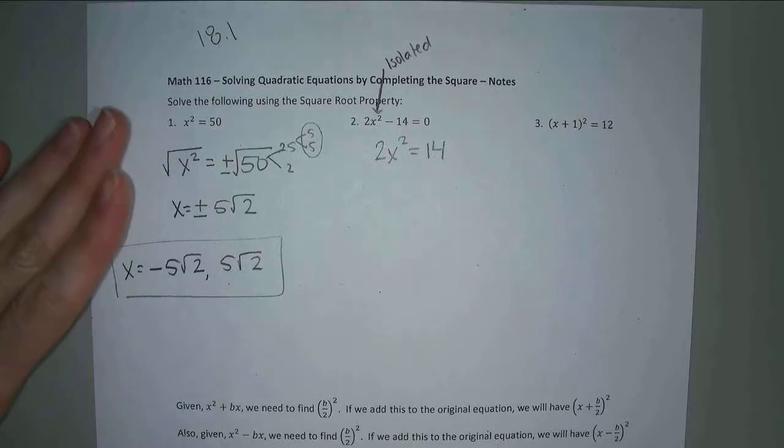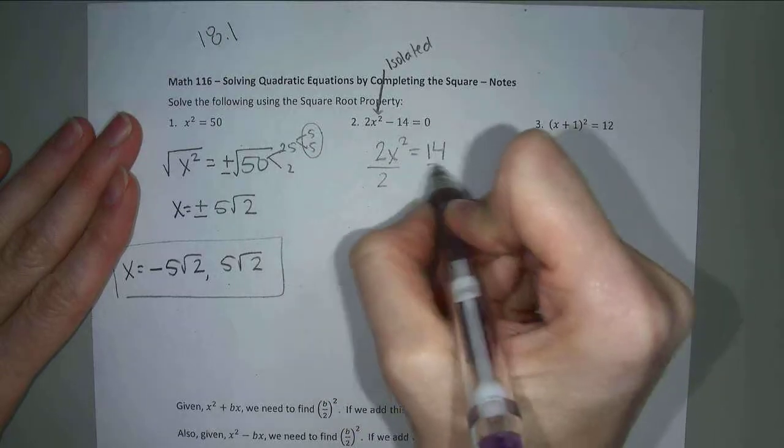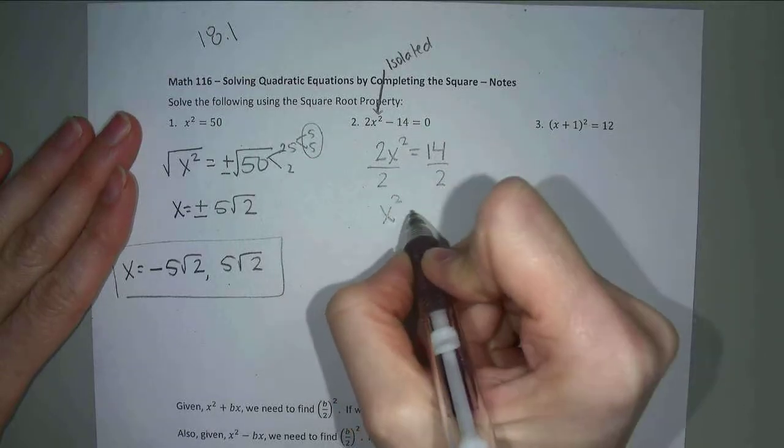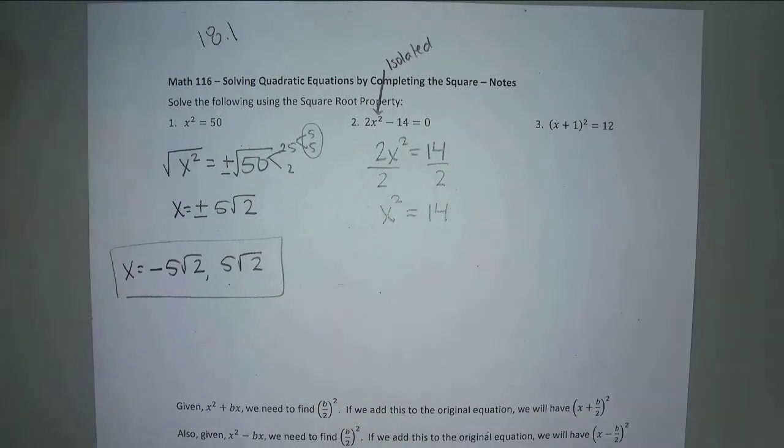Divide by 2, right? So we're going to divide by 2. So x squared equals 14. So we had to do two things. We had to move the 14 over by adding it, and we had to move the 2 over by dividing it. But now we have exactly what we had in number 1. We have a square equal to a constant.